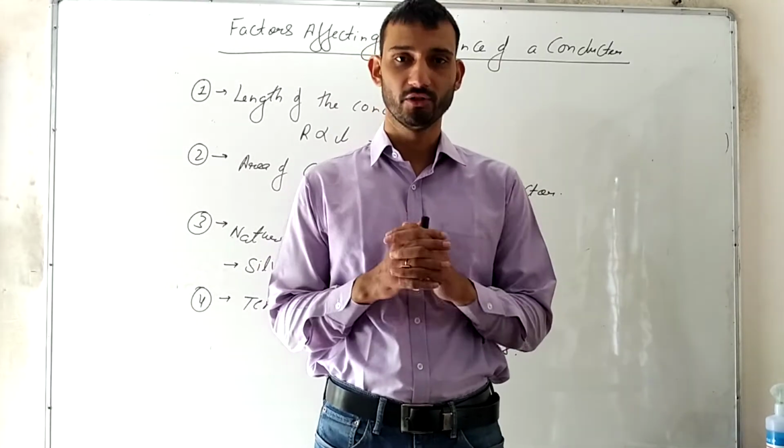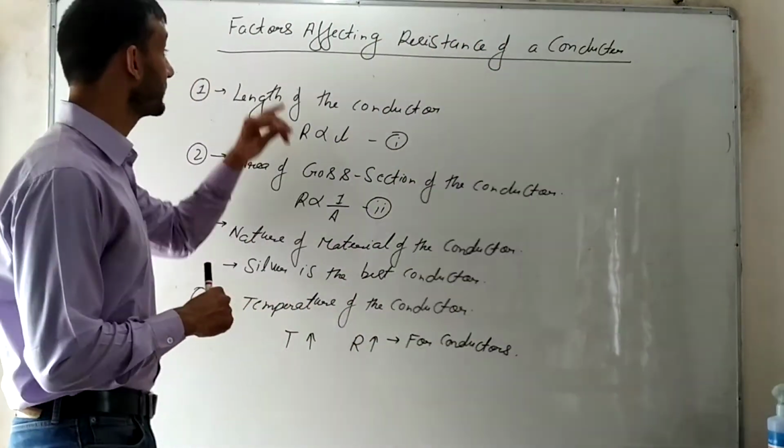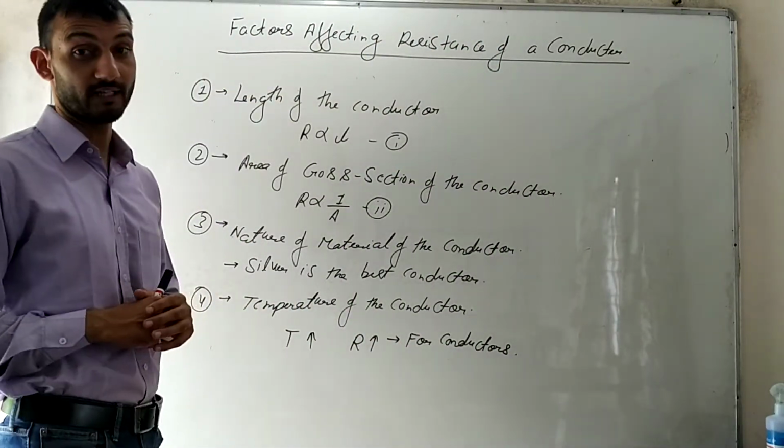Today we will start a new topic of chapter 8, current electricity. And the name of the chapter is Factors Affecting Resistance of a Conductor.